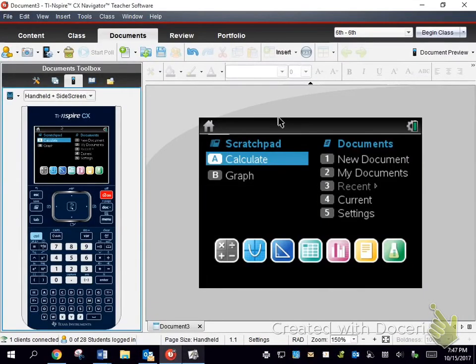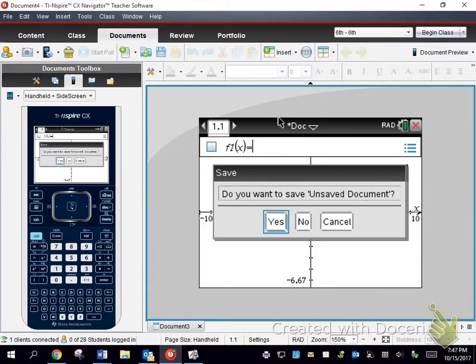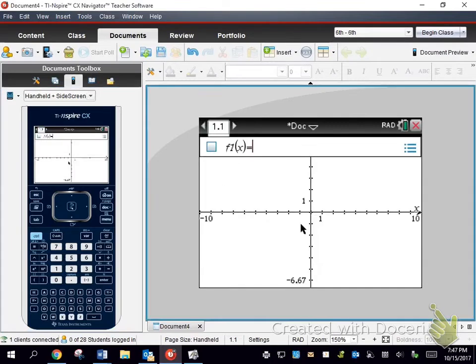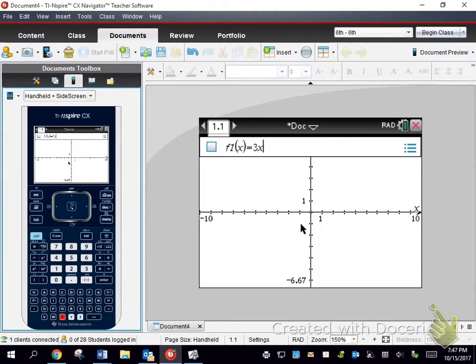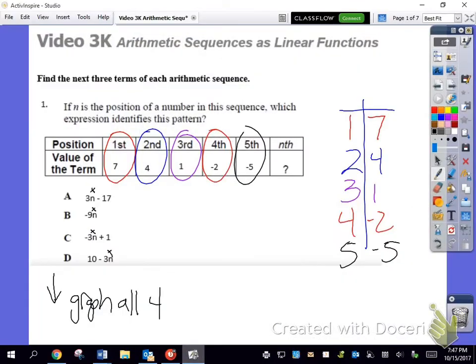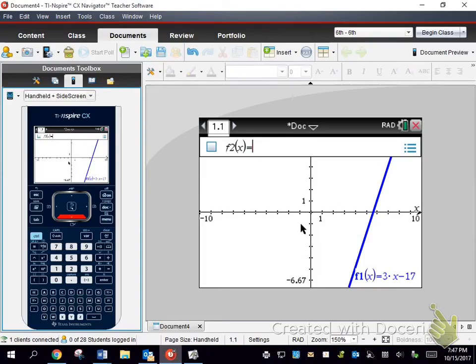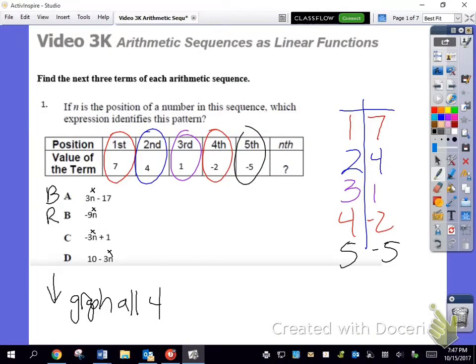All right, so go to a new document, and then you never want to save, and you always want to go to graphs. Okay, so we're going to enter the first one. So remember, I'm going to use x, 3x minus 17. Now instead of hitting enter, hit the down arrow button. Now see that came up blue, so I'm going to write B for blue. The next one is -9 and use x, don't use n, that one came up red. So I'm going to put R for red.